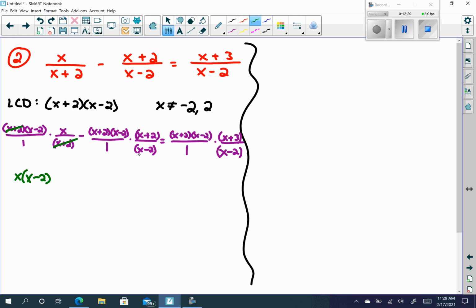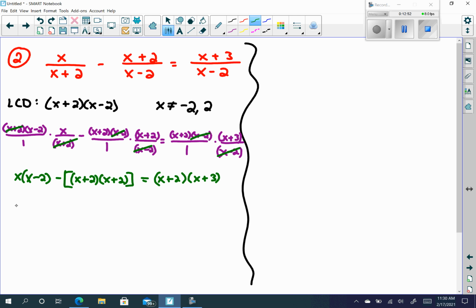Over here, my middle part, still have a minus. The x minus 2's are going to cross out. And because I'm subtracting here, inside I have to multiply x plus 2 times x plus 2, but then I would have to subtract all those terms. And then over here, again, the x minus 2's cross out, and I have x plus 2 times the quantity x plus 3. Now I'm just going to go through, distribute, combine like terms.